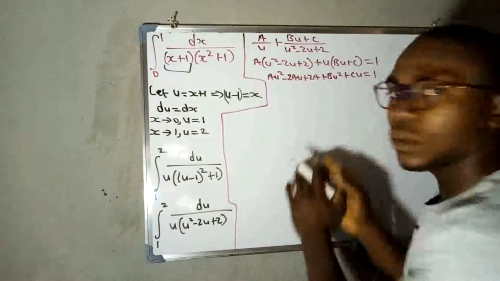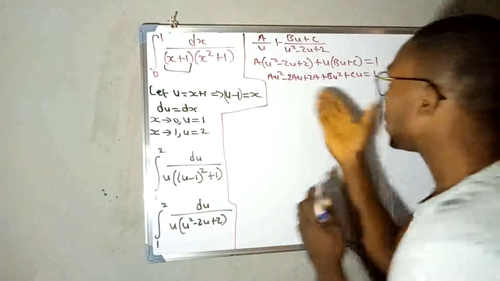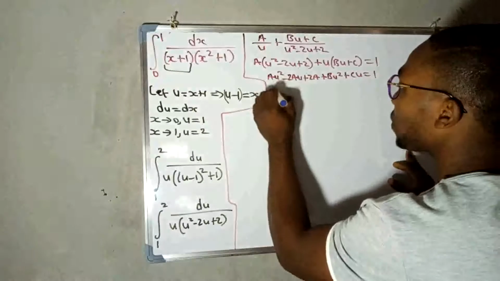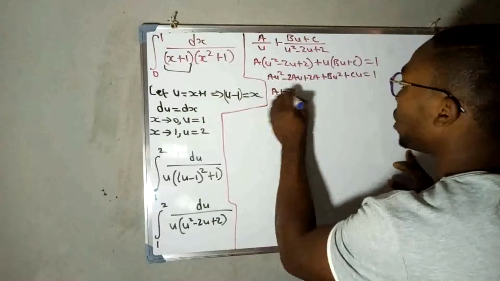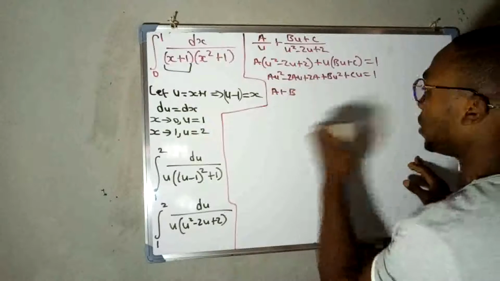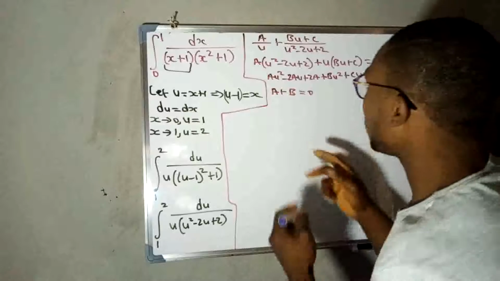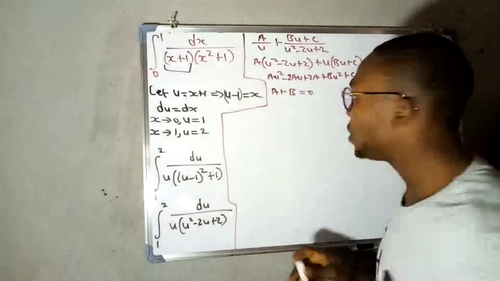So on this side we just have to collect our like terms. We have A plus B, because Au squared and bu squared are like terms, since they have the same power, which equals 0. Now the coefficient of u squared is 0.